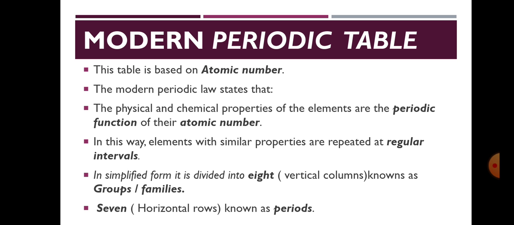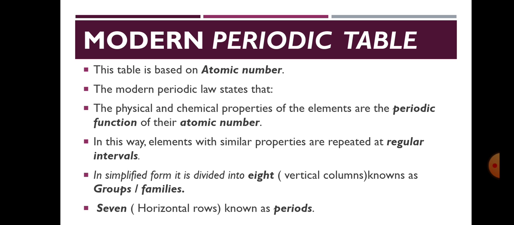This law states that the physical or the chemical properties of the elements are repeated at a regular interval, meaning after a specific time the physical and the chemical properties of the elements are repeated. In simplified form, it is divided into 8 vertical columns known as groups or families and 7 horizontal rows known as the periods.